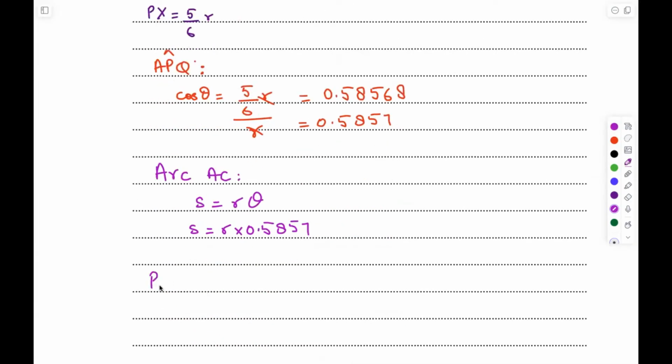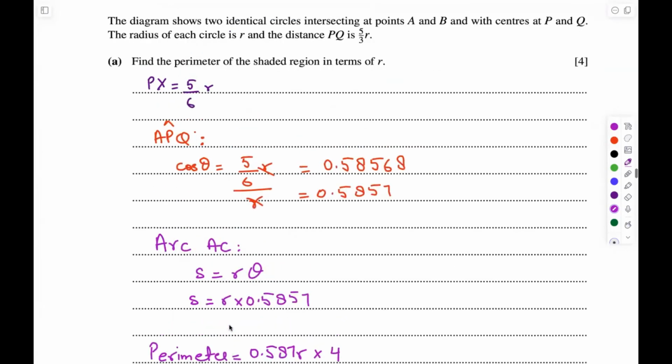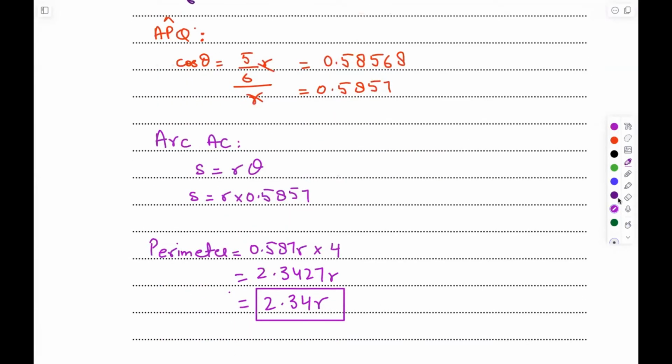So the total perimeter will be equal to 0.5857 r multiplied by 4. So multiplying 0.5857 by 4, the answer will be 2.3427 r. Rounding it off to 3 significant figures, the final answer will be 2.34 r for the perimeter of the shaded region. As we have to give our answer in terms of r, we'll leave it as 2.34 r.